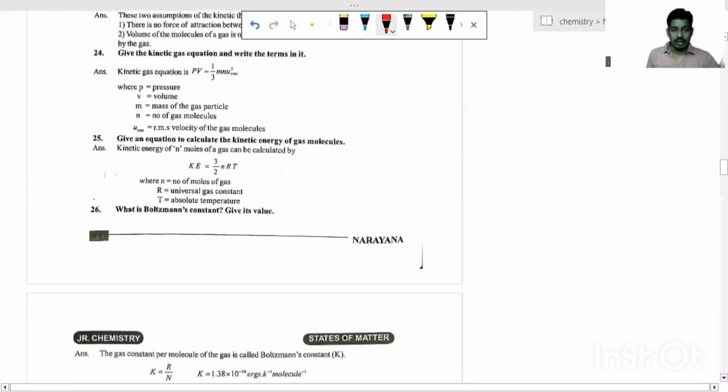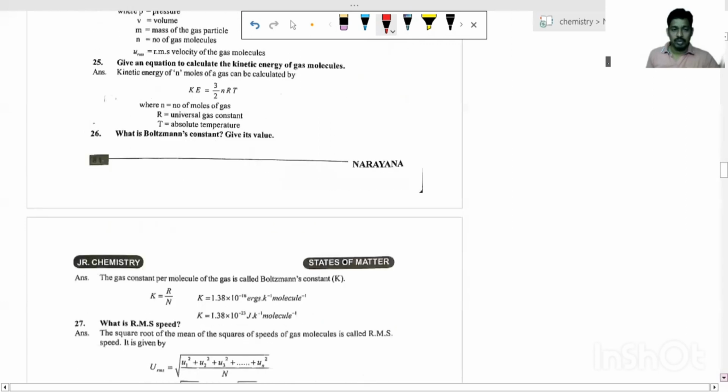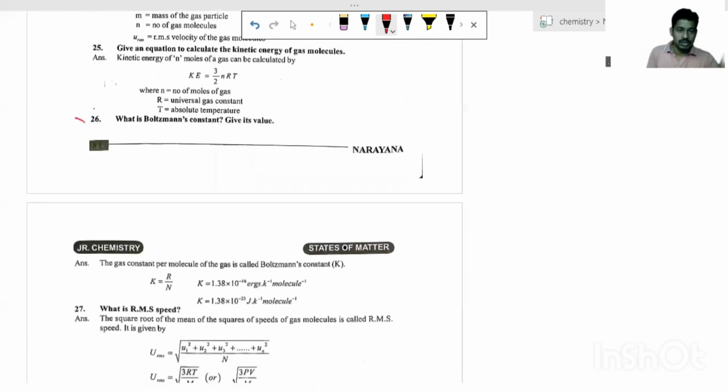Next, let us see one more important question, that is the 26th one. What is Boltzmann constant? The gas constant per molecule of a gas is simply called Boltzmann constant. Gas constant per molecule of a gas, which is represented with K. K is equal to R by N.